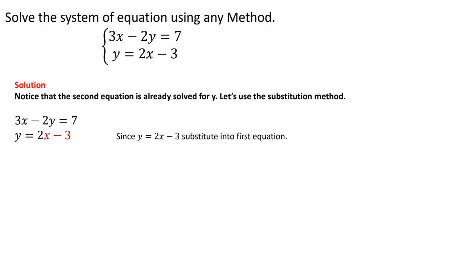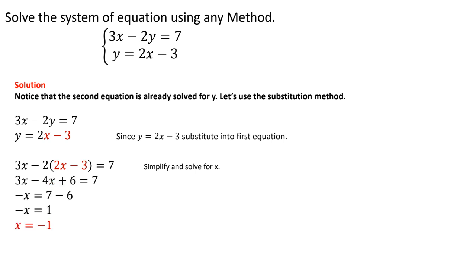So I'm going to choose the first equation, 3x minus 2y equals 7. And everywhere I see y, I'm going to plug in this 2x minus 3, right? So let's go ahead and do this. So we have 3x minus 2 times (2x minus 3) equals 7. Let's go ahead and distribute the negative 2. So negative 2 times 2x is negative 4x. Negative 2 times negative 3 is a positive 6.